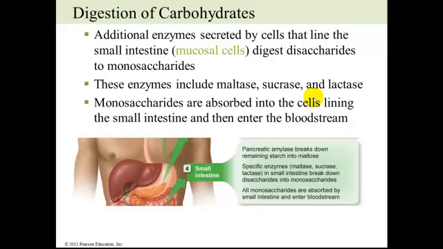Once these disaccharides are broken down into the monosaccharide form, they can be absorbed into the cells that line the small intestine and enter the bloodstream. If you remember from the previous chapter, the small intestine has a huge amount of folding involved in it, a huge surface area for absorption. So here the monosaccharides can be absorbed and enter the bloodstream.